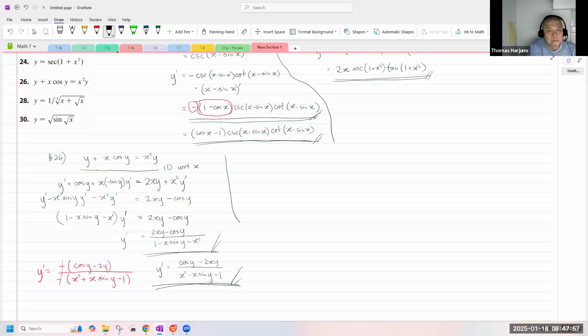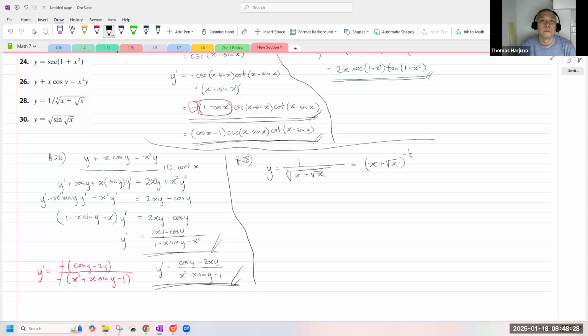Number 28. y equals 1 over cube root of x plus square root of x. Ooh, this is kind of ugly. This is x plus square root of x to the power of negative 1/3. If I rewrite that using a negative exponent, I think it's easier to deal with from this point of view.